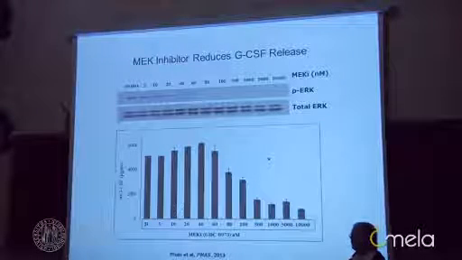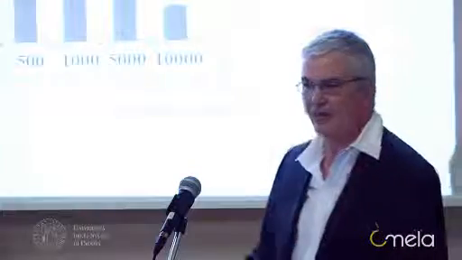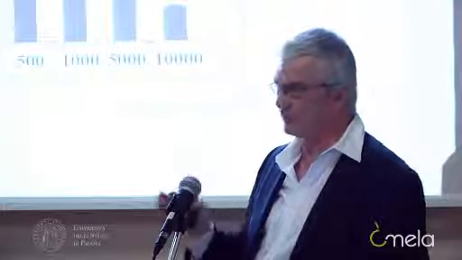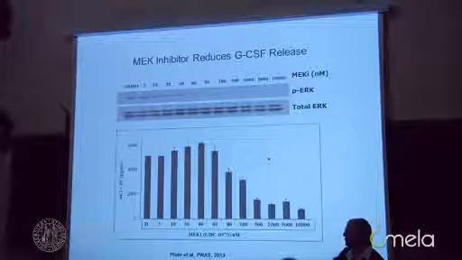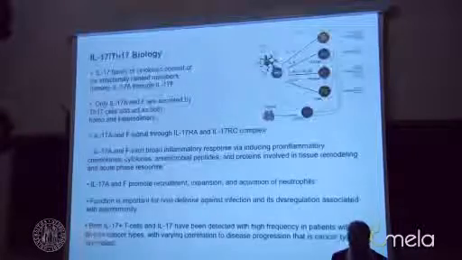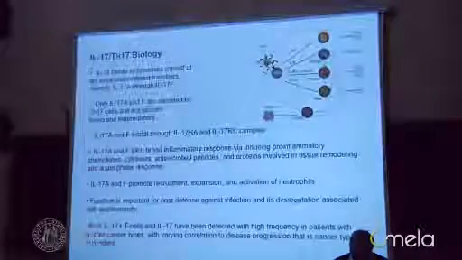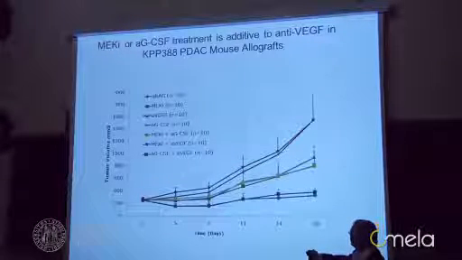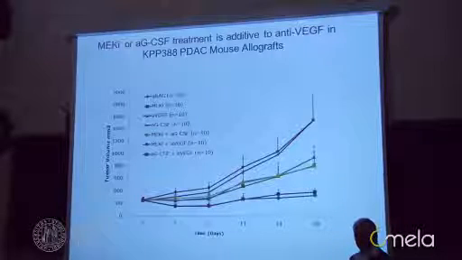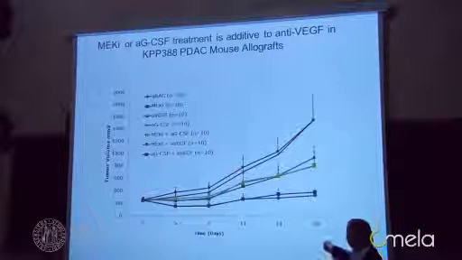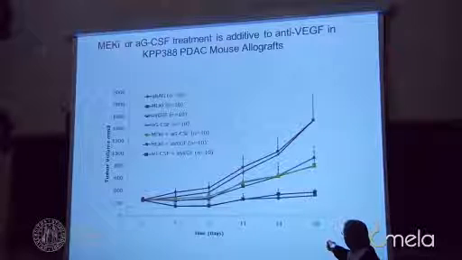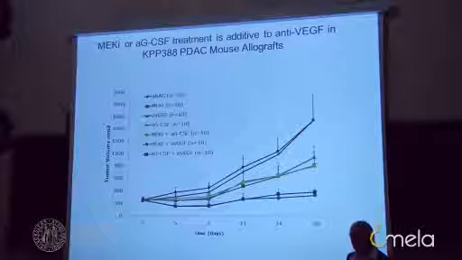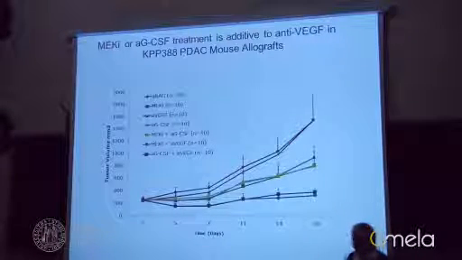This is one of those cell lines. In this paper we showed that almost 50% of human tumor cell lines with an activated RAS pathway produce GCSF, which is inhibited by this MEK inhibitor. And in this experiment, this is a pancreatic cancer cell line, which of course has a mutated RAS, and the combination of a MEK inhibitor with an anti-VEGF results in a greater potentiation of the anti-tumor activity.